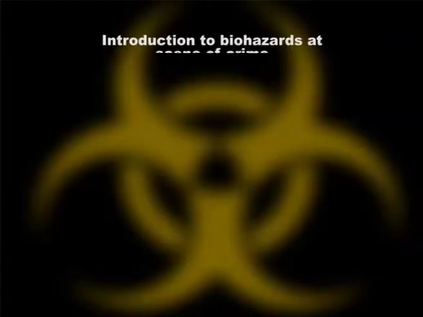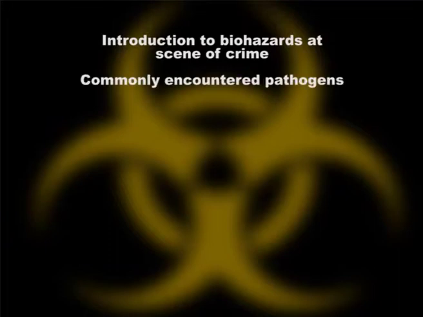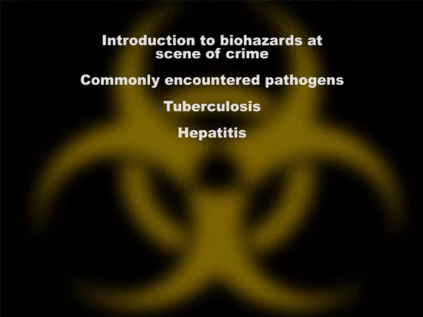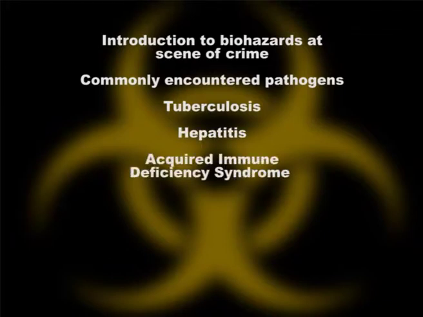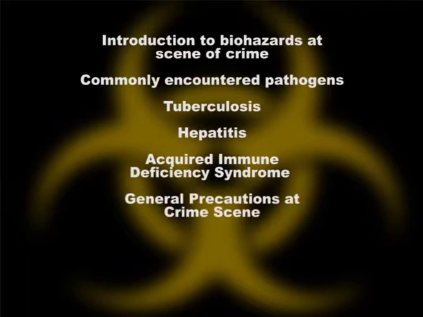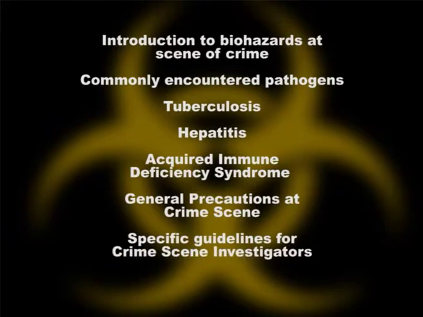Let's start our discussion by taking a look at what we are going to learn today. In Module 1, we will see Introduction to Biohazards at Scene of Crime. Module 2 will be Commonly Encountered Pathogens. Module 3, Tuberculosis. Module 4, Hepatitis B. Module 5, Acquired Immunodeficiency Syndrome. Module 6, General Precautions at Crime Scene. Module 7, Specific Guidelines for Crime Scene Investigators. And finally, Module 8 will be our conclusion. Now let us start with Module 1, Introduction to Biohazards at Scene of Crime.